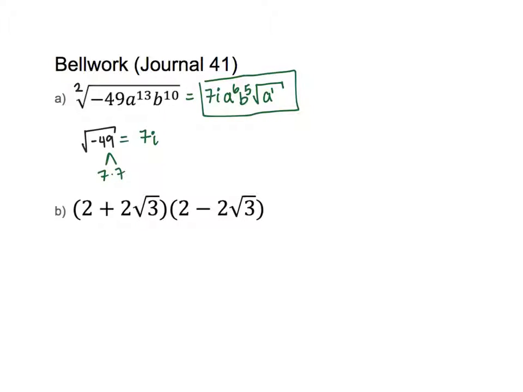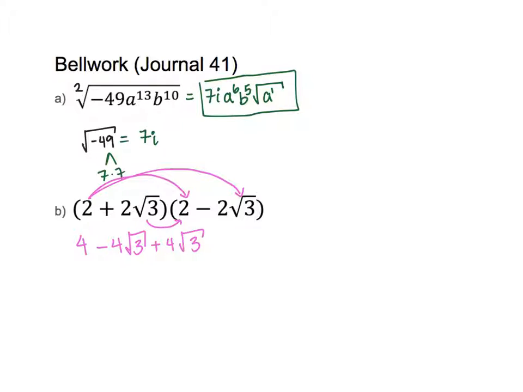So let's take a look at b next. So b, we have 2 factors, right? 2 sets of parentheses. So I need to FOIL here. So distribute. So let's take our 2 and multiply it with this 2. So 2 times 2 gives me 4. 2 times negative 2 square root of 3, well, that is going to be negative 4. And then there is a square root of 3 here, so I'm going to drop that down. 2 square root of 3 times 2 is going to be plus 4 square root of 3.